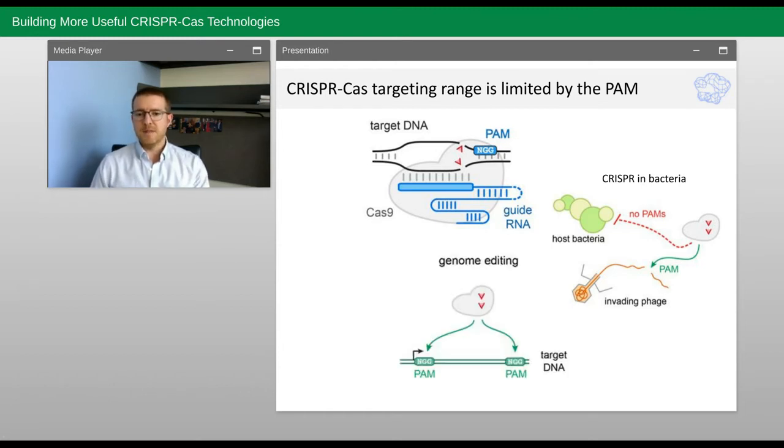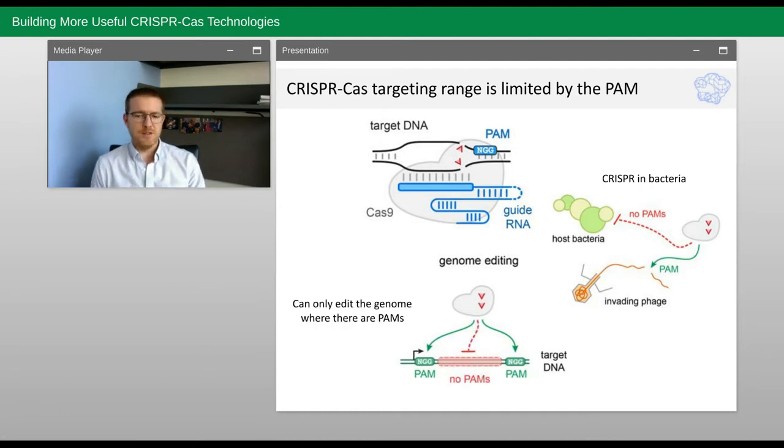But as we repurpose these tools for genome editing in human cells, again, the availability of PAMs dictates where in the genome we can target. So we can only make edits where we're able to identify PAMs that are accessible by these Cas proteins. And what that means is that the regions between the PAMs actually are largely inaccessible for editing because we can't target them effectively with naturally occurring CRISPR enzymes.